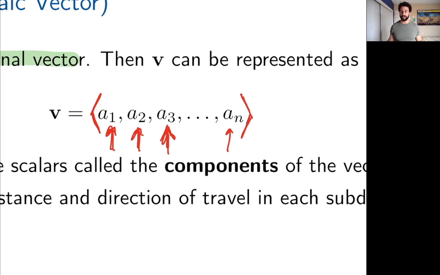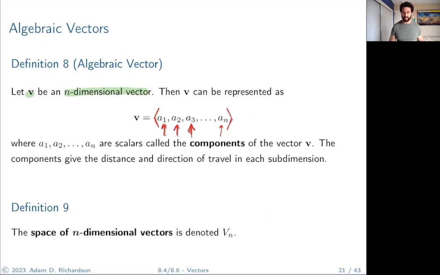Again, it can be any dimension, right? It doesn't need to be 2 or 3. It can be any number of dimensions. That's why we're doing this in total generality. Those numbers, A1, A2, and so on, those are scalars. So they could be real numbers or complex numbers, and they're called the components of the vector. And like I mentioned a second ago, the components just say the distance and the direction of travel in each subdimension.